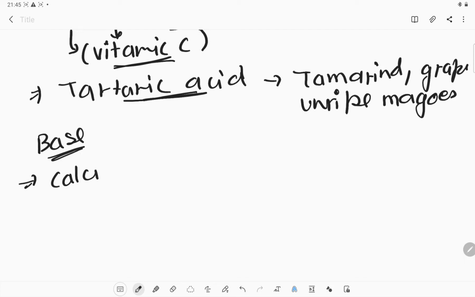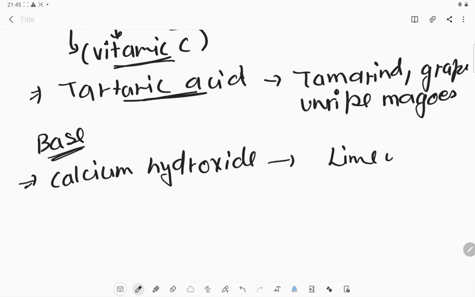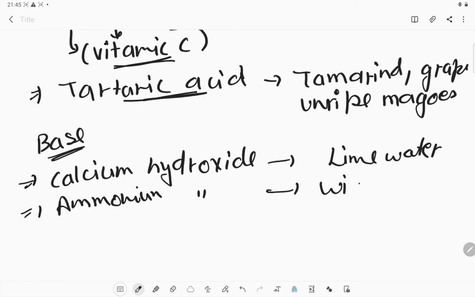Like calcium hydroxide. What is this? Calcium hydroxide is a base which is present in the lime water which we consume in summers. What else? Like ammonium hydroxide. This is found in window cleaner, the solution which we use to clean our windows. So that solution contains ammonium hydroxide.